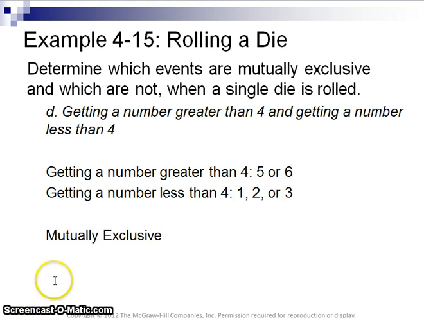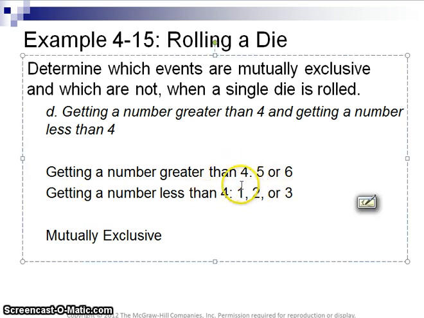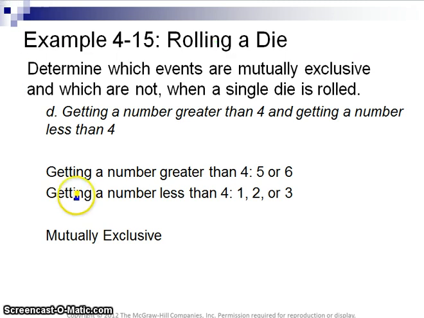Determine which events are mutually exclusive, still rolling a single die: getting a number greater than 4, so our outcomes are 5 or 6, and getting a number less than 4, which are 1, 2, and 3. As you notice here, none of the outcomes are shared, so these are mutually exclusive events because they do not share any outcomes.